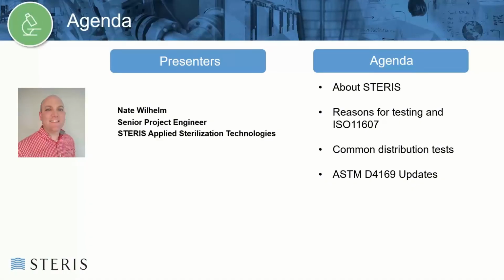We'll go through our agenda here briefly for the webinar today. We're going to start by learning a little bit about STERIS. We're going to go through some of the reasons for testing and go through ISO 11607, which is the primary standard regarding packaging validations. We're going to go through common distribution tests and some recent updates to ASTM D4169, which is one of the more common standards followed for distribution testing.